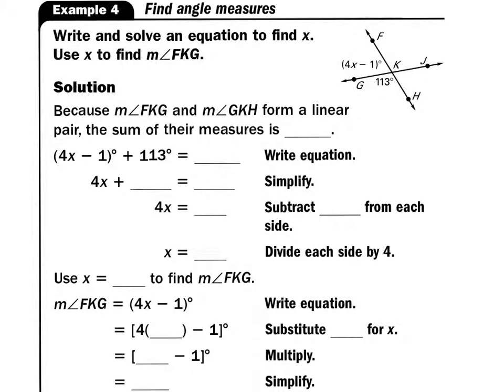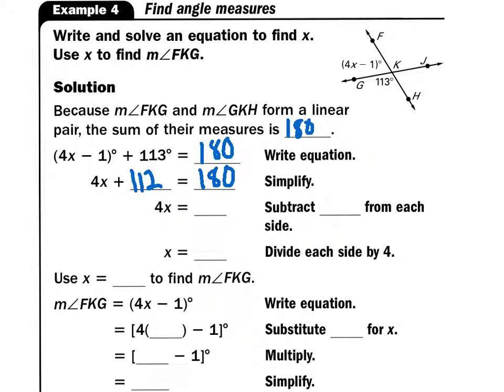Example 4. Find the angle measures. Write and solve an equation to find x. Then use x to find the measure of angle FKG. Okay, because the measure of angle FKG and the measure of angle GKH form a linear pair, the sum of their measures is 180. 4x minus 1 plus 113 must equal 180. 4x plus 112 must equal 180. And we can do that because we are just simplifying.